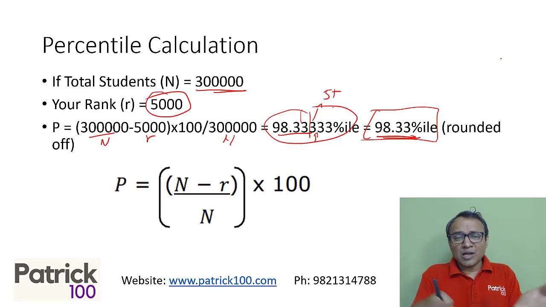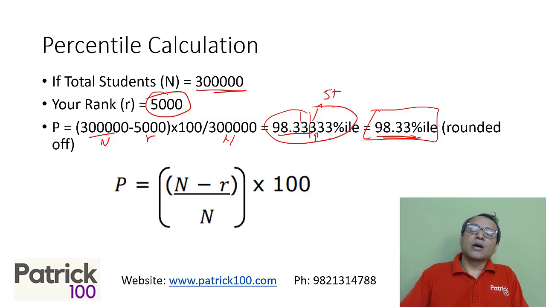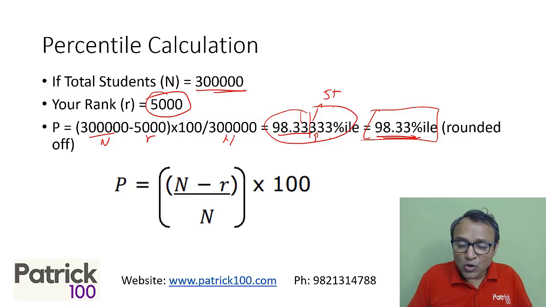Even if you're at 5,000 rank, and 3 lakh people are writing the exam, you get 98.33 percentile. So try to improve your rank, and your rank will depend upon how you perform in your slot and the scaling process that happens. Based on that, you will get a percentile. My suggestion right now is, don't worry about the whole process of percentile calculation. Focus on just how to score well in your slot.